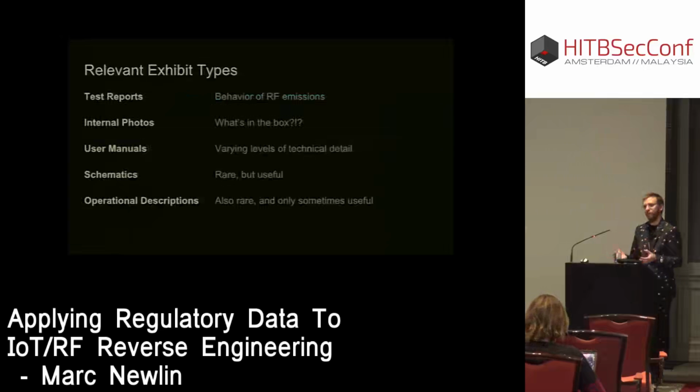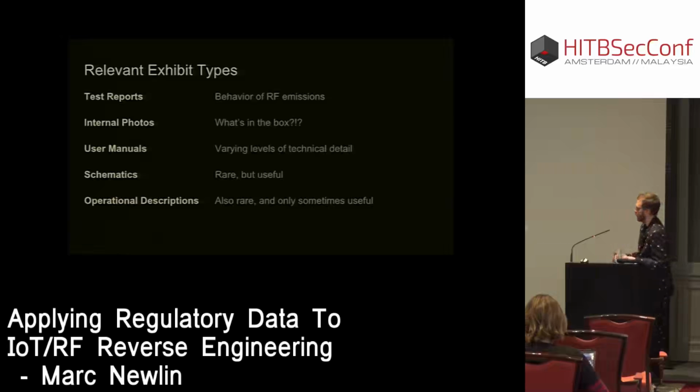So there are a handful of exhibit types that are relevant to the reverse engineering process. Test reports are the absolute best. This is where the RF emissions are evaluated. Part of the difficulty is that you have a wide variety of formats of test reports. So you have 2,500 test labs. Each one has different report formats and varying degrees of information. And there's no guarantee that any test report will have any specific information that you want, but it's usually a pretty useful source.